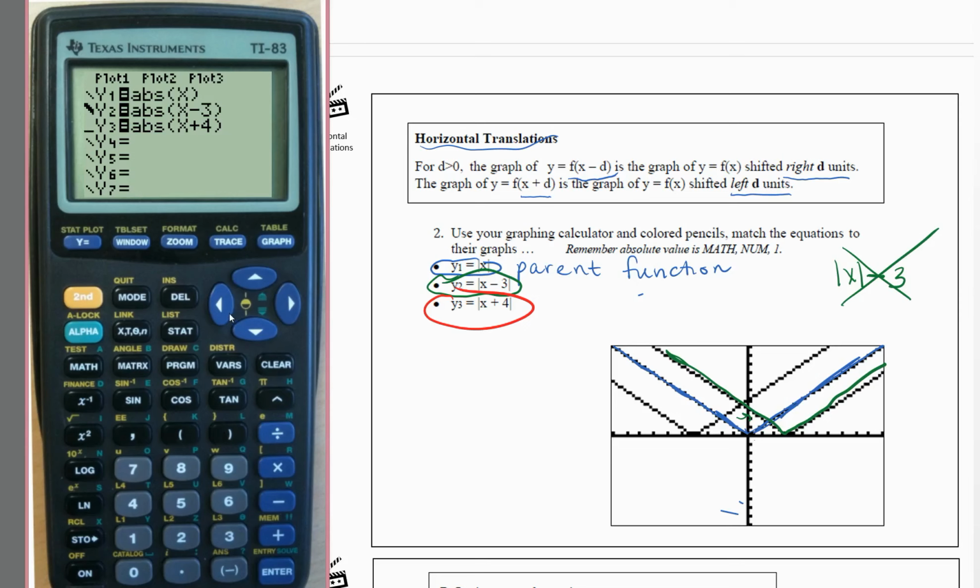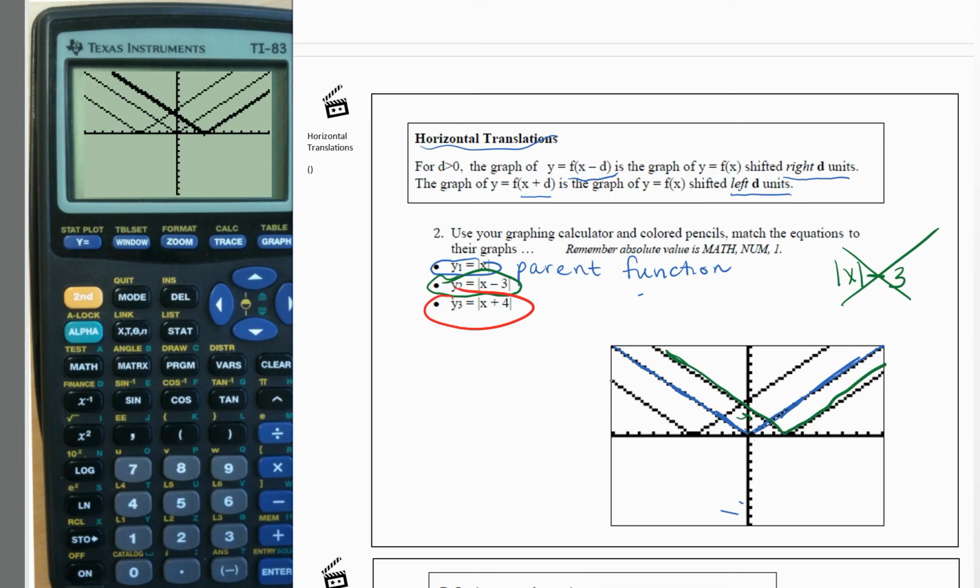Let's do the same thing we did. Let's make this dotted. Okay, graph. So it doesn't show dotted too well here, but as you can see, it shifted it left by 4.